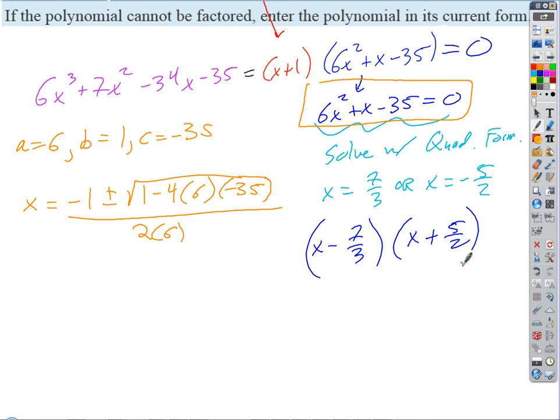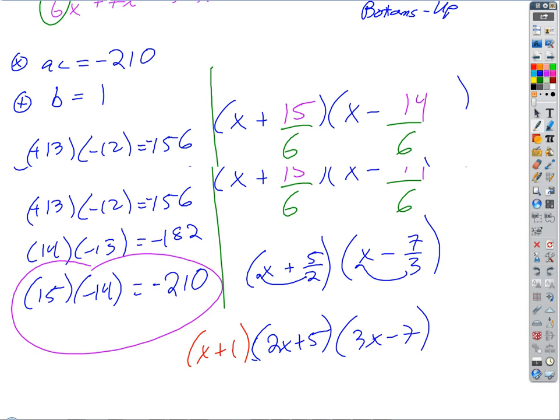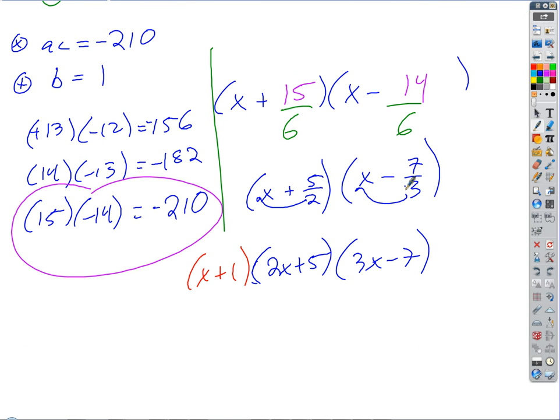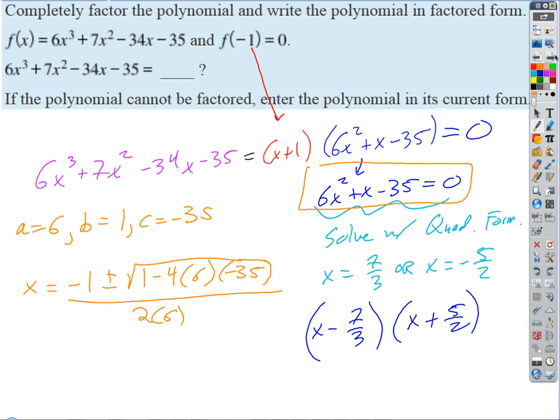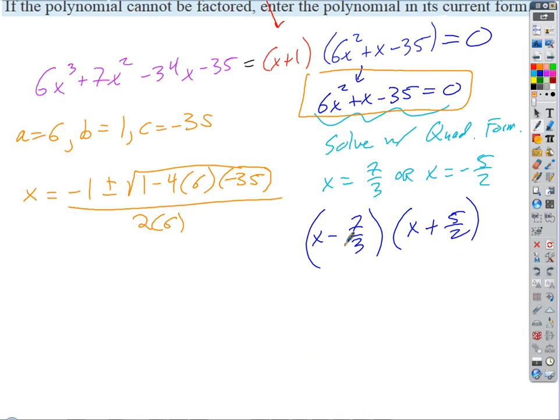So, and this ought to look familiar. On the last page, right there, look at that. x plus 5 halves, x minus 7 thirds. Right here, x plus 5 halves, x minus 7 thirds.